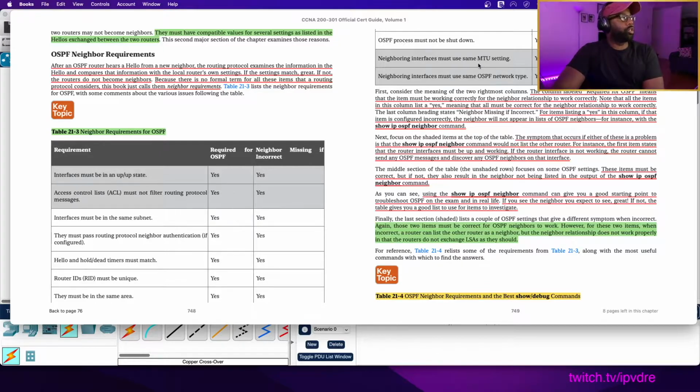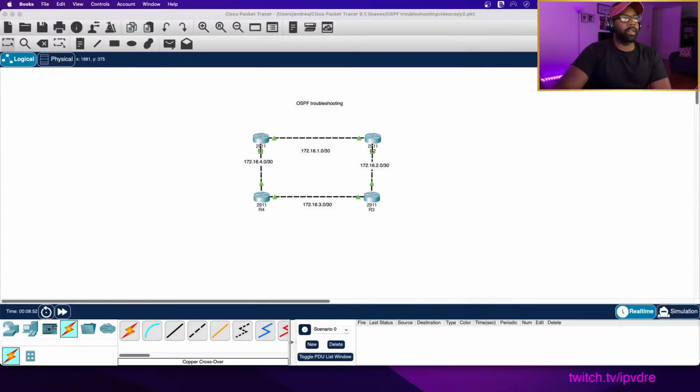Neighboring interfaces must use the same MTU setting. So, I guess within the gray, it's more so, is a neighbor missing? If incorrect, no, it's not going to be missing, but it's not going to work properly. In this lab, we focused on aspects of OSPF that, if not configured properly, will cause the neighborship to not form, right? So let's do some investigation.